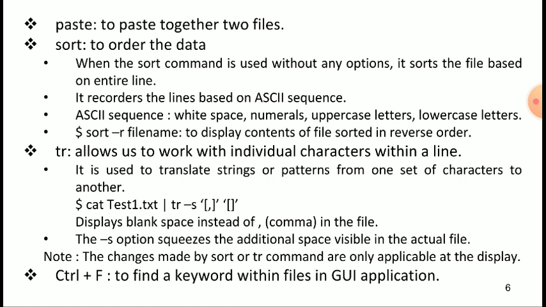The command is sort dash r, r for reverse, and then file name. That means to display content of a file sorted in reverse order, that means Z to A form. And A to Z means ascending form. So that is only the sort command and then file name, to display content of a file sorted in ascending order.